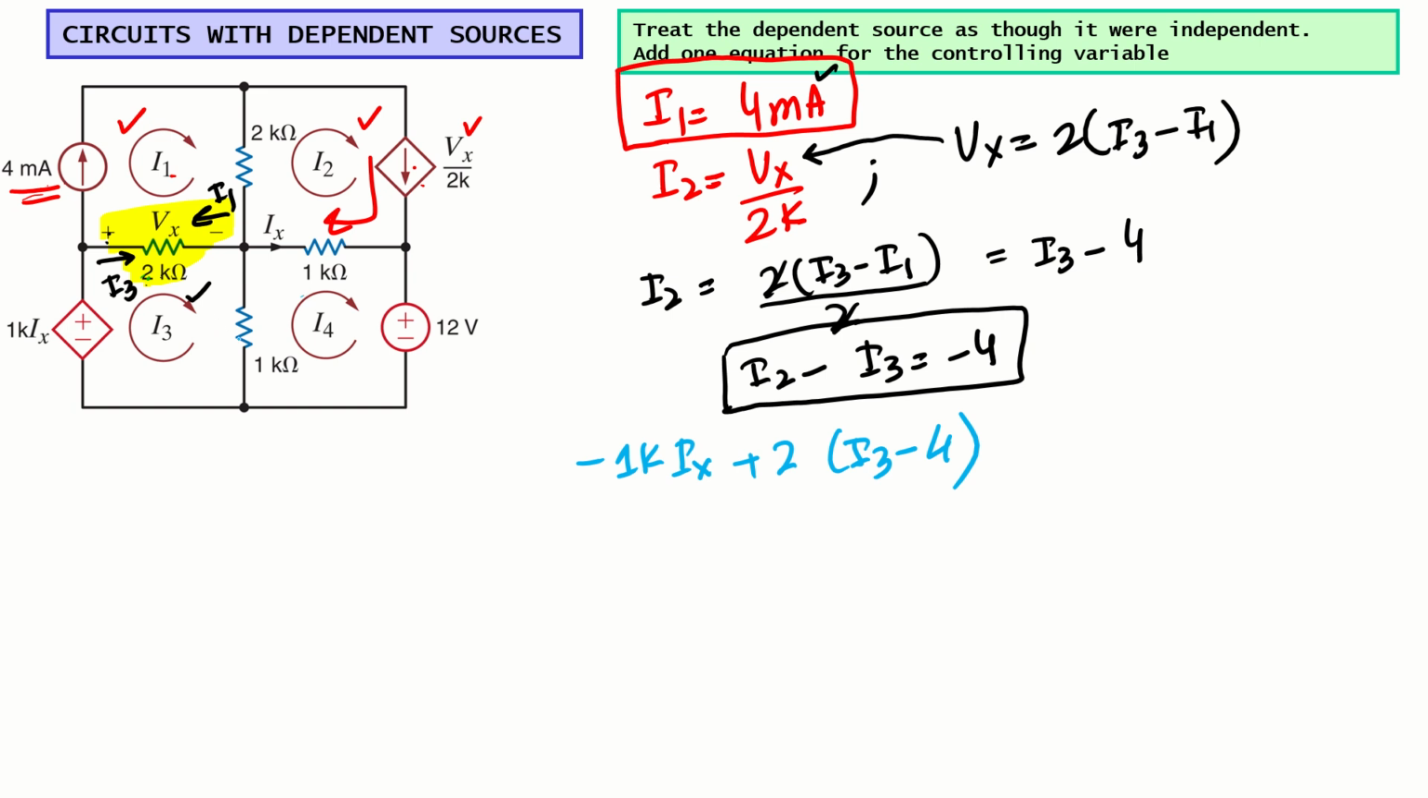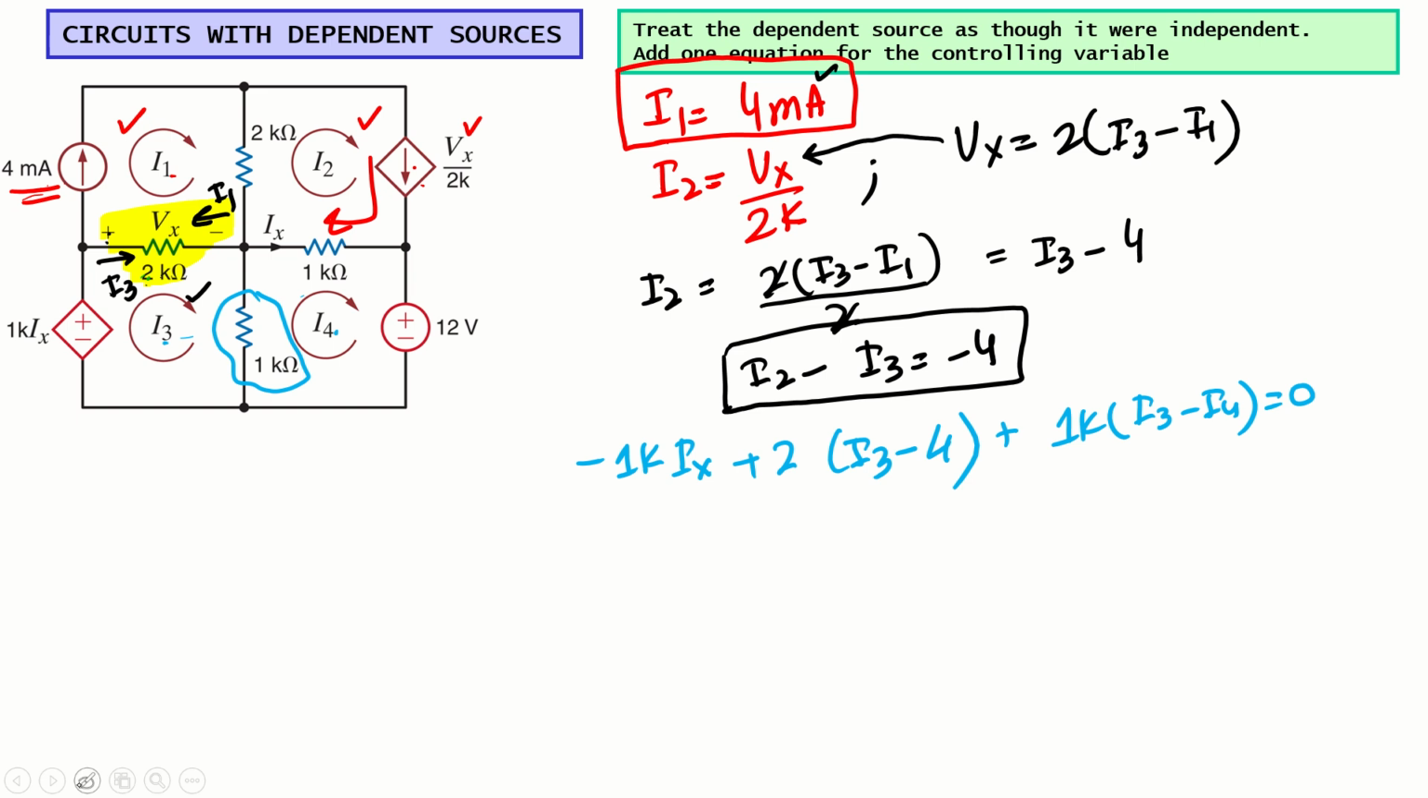Then the voltage drop across this 1k. What is the drop here? Again 1k times the current flowing through this one, which is I3 minus I4, is equal to 0. The k can just be divided out, and at the end we will get basically the same.